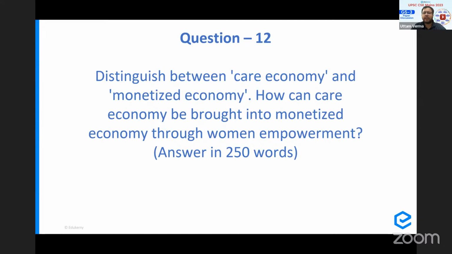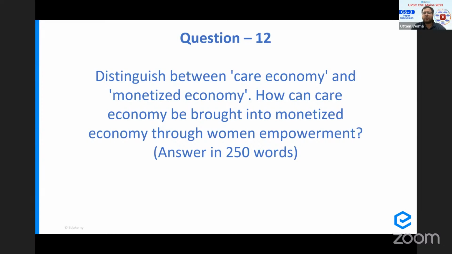So if we distinguish it from the monetized economy, the monetized economy is very formal, and it is a paid activity. Monetized economy uses money as a medium of exchange for transactions, and basically aims for profitability. For example, manufacturing, services, the IT sector. One of the major differences is that their contributions are reflected in the economy, while the care economy does not have any reflection in the labor force participation rate or in GDP. The monetized economy's contribution is reflected in the economy. That is the major difference.